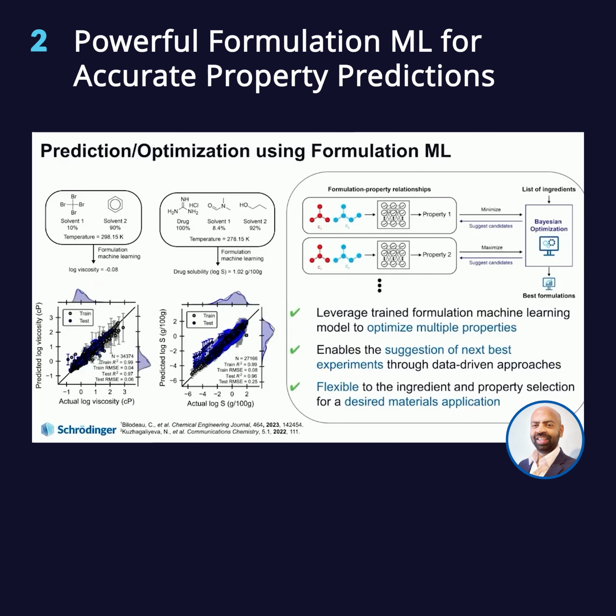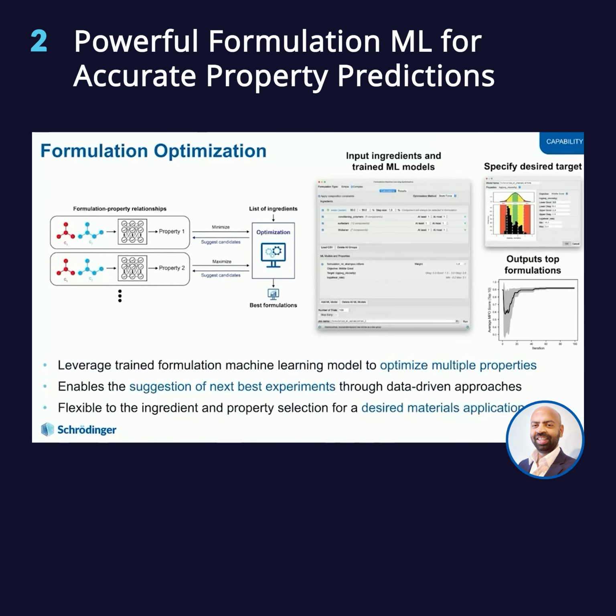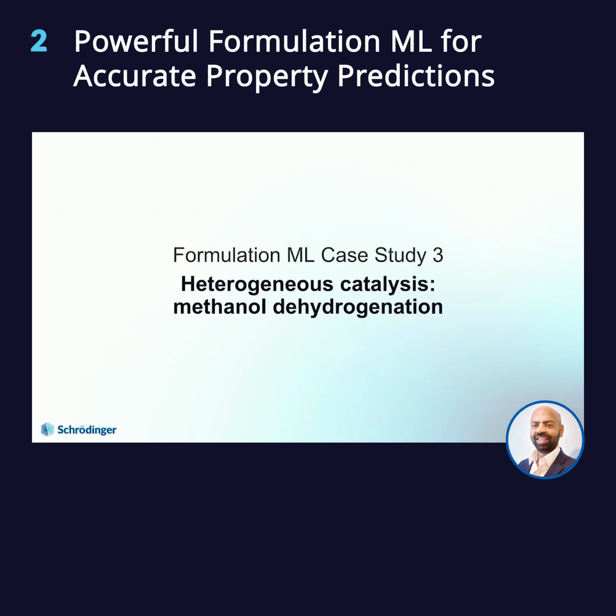And that's why we came up with a tool called the formulation machine learning optimization panel, where you provide a list of ingredients, and you also provide a list of machine learning models that can accurately predict multiple different properties. So this is an example where we've applied this to really complex formulations. For example, shampoo formulations, where you have a surfactant, a thickener, a polymer, a conditioning polymer, and water in your formulation. So let me jump into a more complex case study of using formulation machine learning for heterogeneous catalysis.